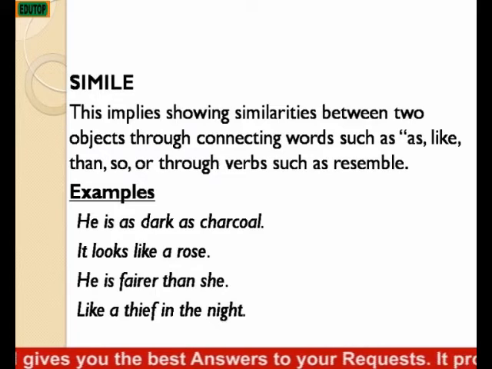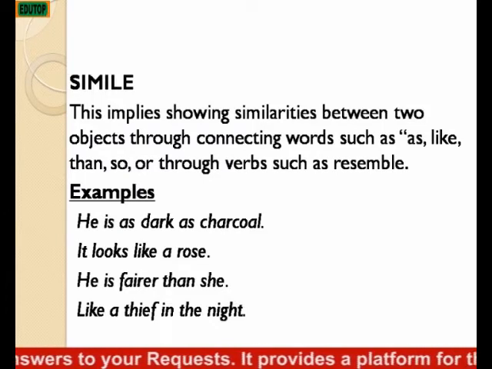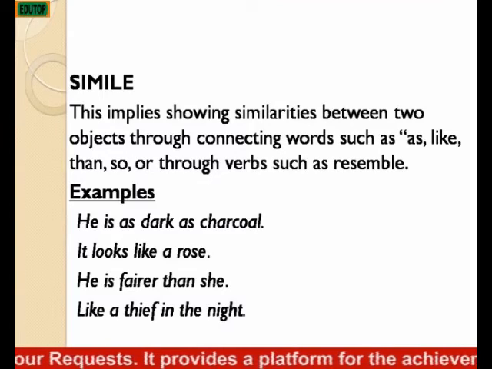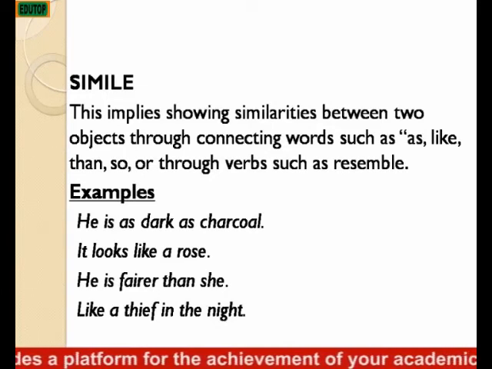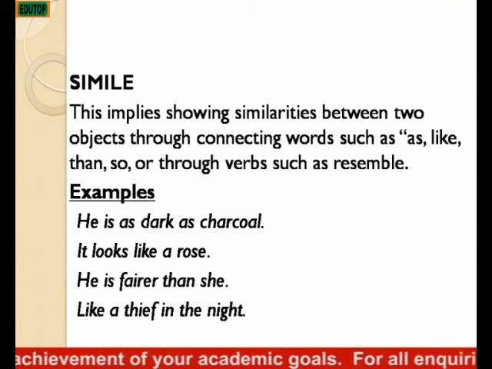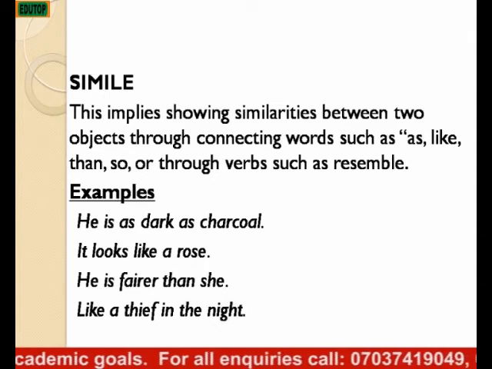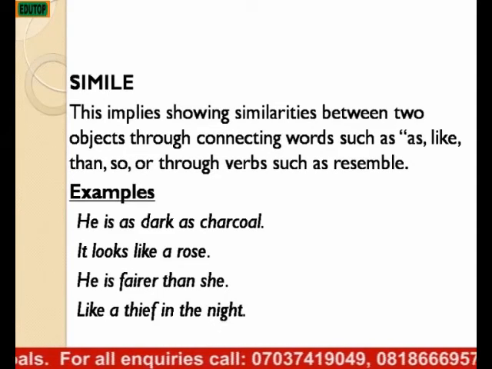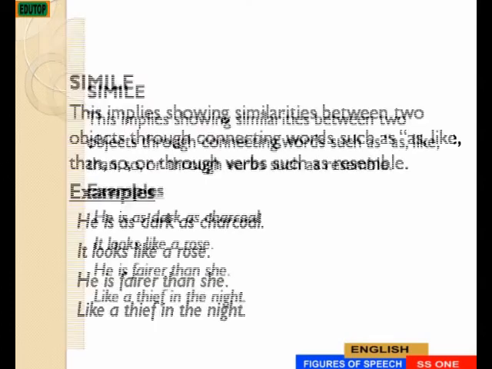It looks like a rose. We are not trying to say that the object we are talking about is a rose, but we are saying that it is very close to a rose. He is fairer than she. That has been used as a connecting word to link the boy, he and she together. The quality there is being fair, and then we are saying that somebody is fairer than the other person. Like a thief in the night. That is also a simile because it's part of the connecting words that have been listed in the explanation. So simile is an indirect comparison, while metaphor is a direct comparison.